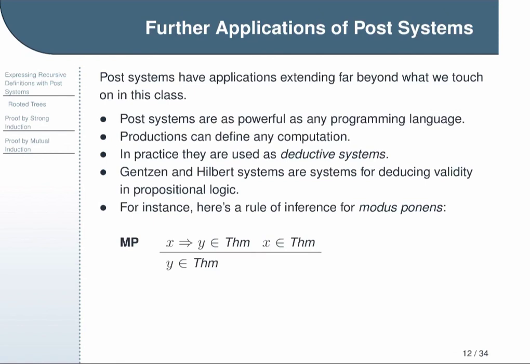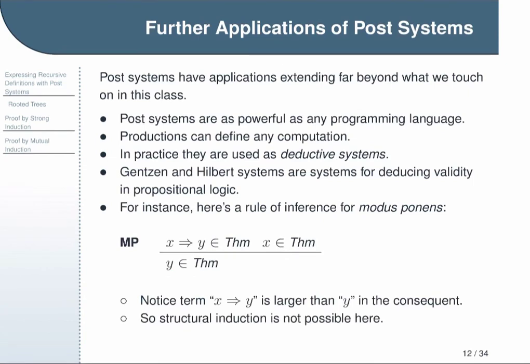Just as a little side note, you want to notice that an interesting quirk is that the term on the top here, my antecedent X implies Y, is actually larger than Y in the consequent. And this has some implications for when you are looking at inductive proofs later. In particular, if we were to do structural induction on strings, we frequently rely on them always getting monotonically larger as we continue. So this would actually break structural induction and require us to take another approach.